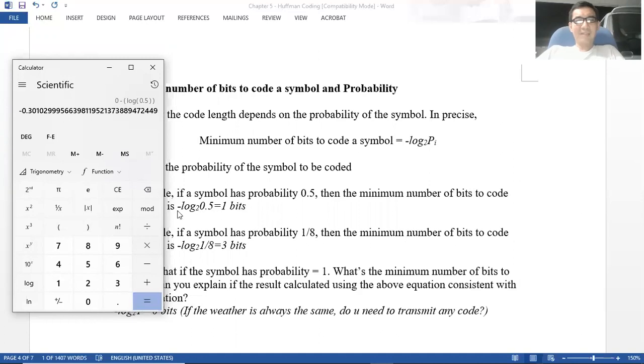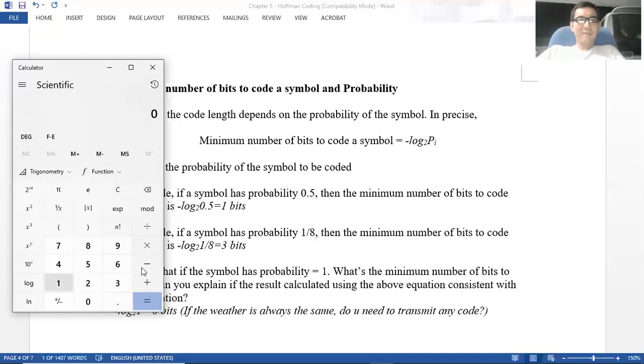So what you can do is, if you want to do calculation of log 2 but you have only log 10, you can always get the result and then divide by log 2. So you get the result as 1. So negative log 0.5 divided by log 2. Okay, so let's try to calculate this: negative log base 2 of 1 over 8. Let's clear this.